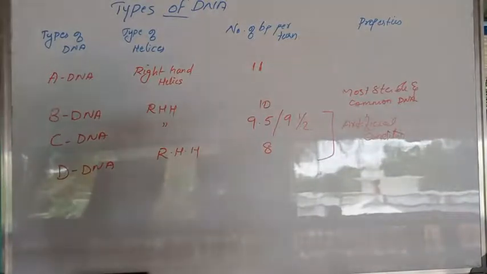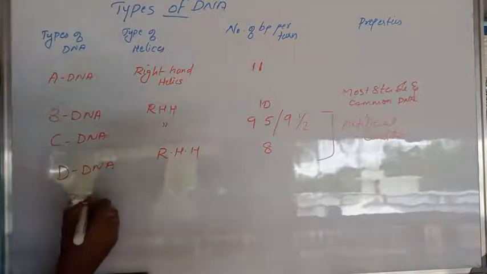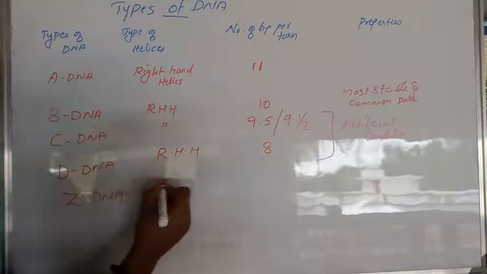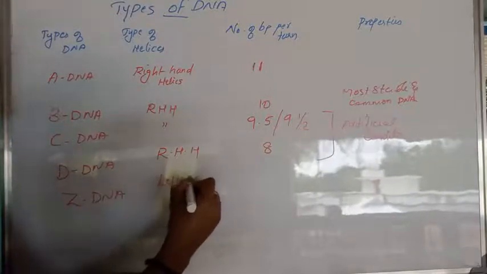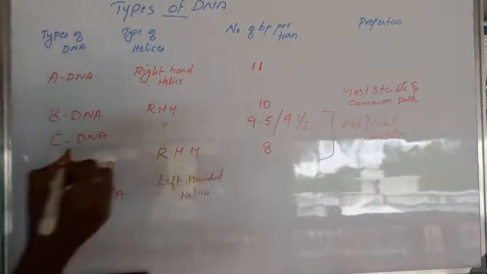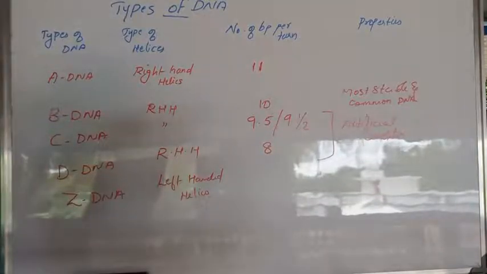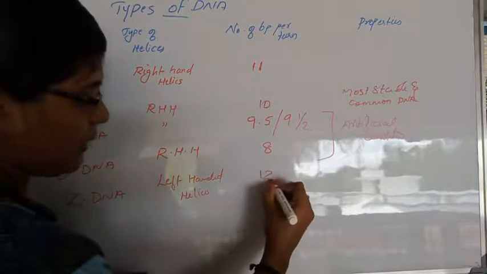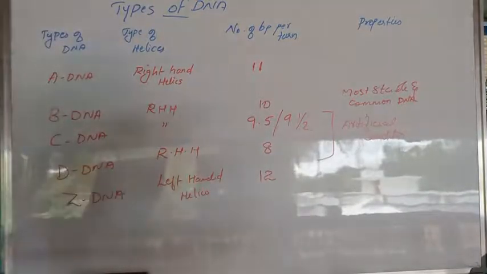Then finally, Z-type DNA. Z DNA is the only left-handed helical DNA, and you can see 12 base pairs per turn.